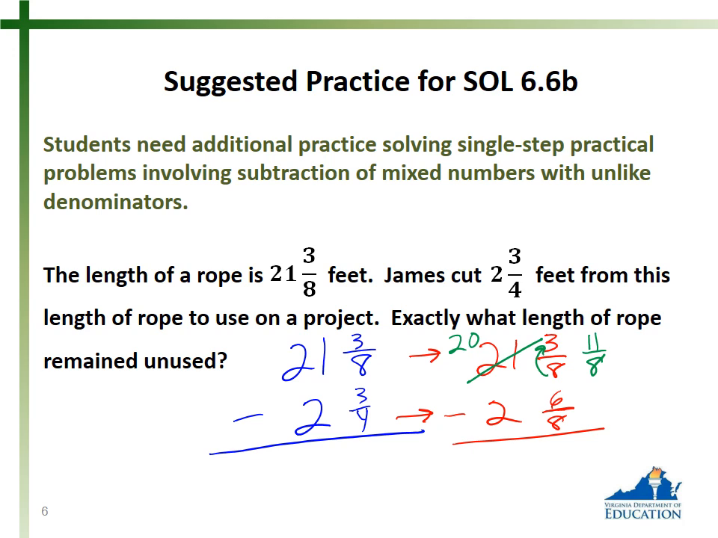Now we can go ahead and subtract that. So we have 20 minus 2 is 18. And then 11/8 minus 6/8 is 5/8. And so we can say that the answer to this problem is 18 5/8 feet remains unused.